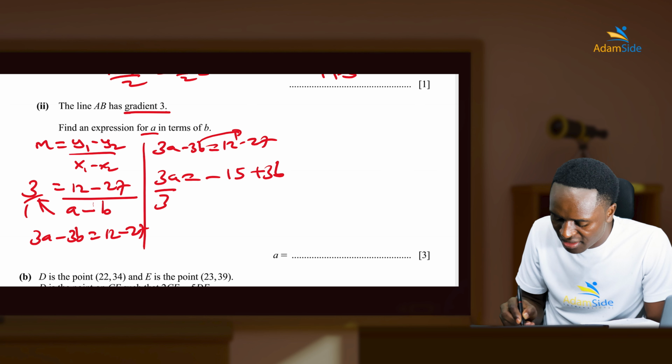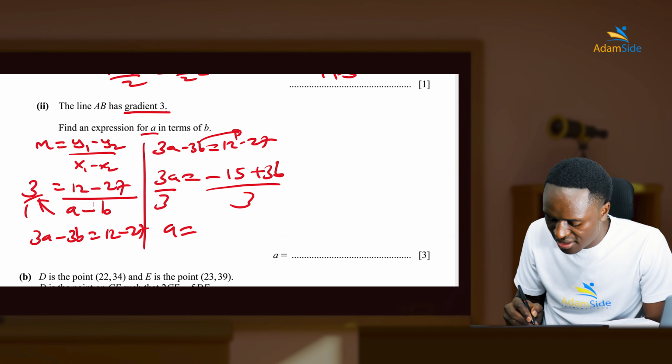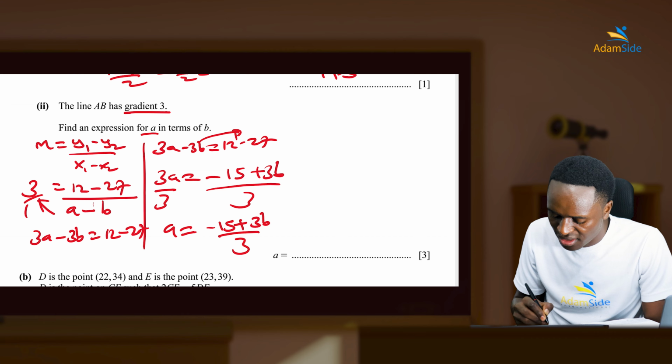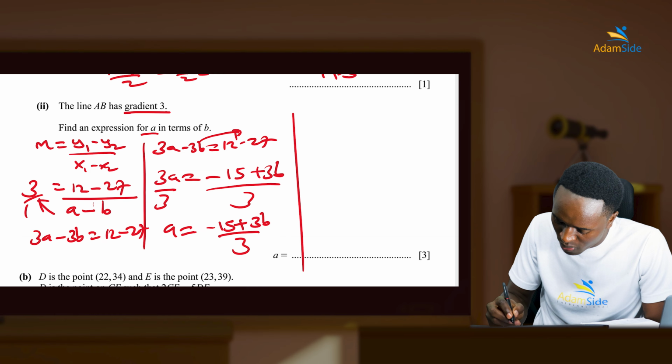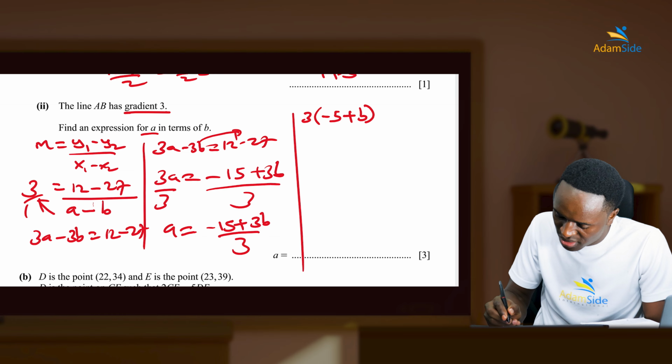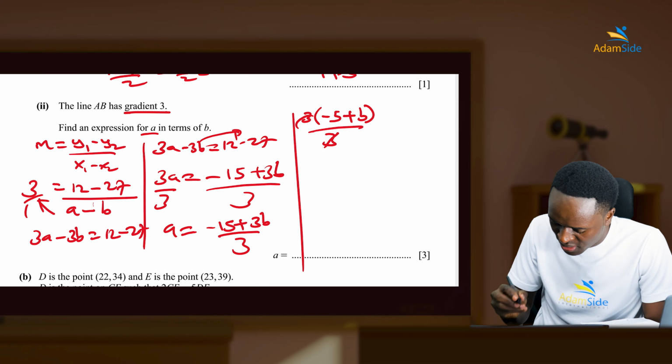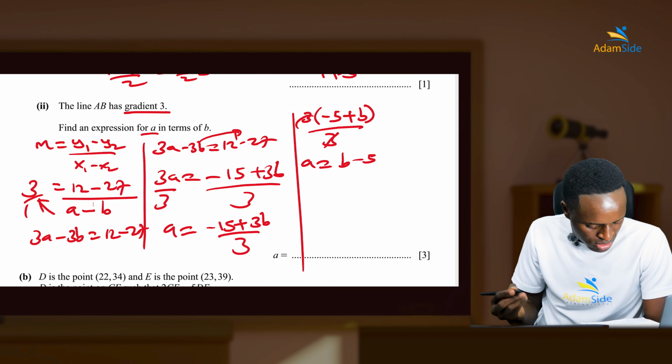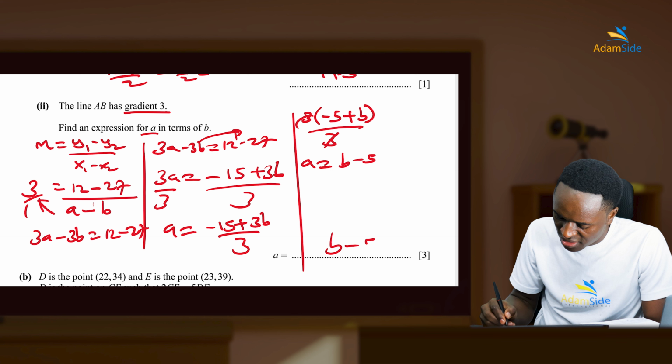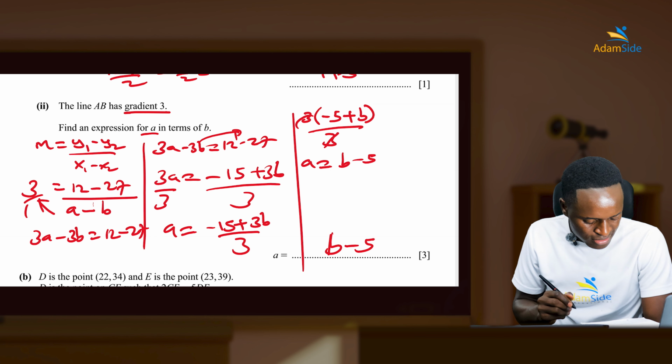Therefore, divide by 3. So A is negative 15 plus 3B over 3. If you need to simplify further, divide by 3: negative 5 plus B. So A is equal to B minus 5. Yeah, B minus 5. This becomes your answer.